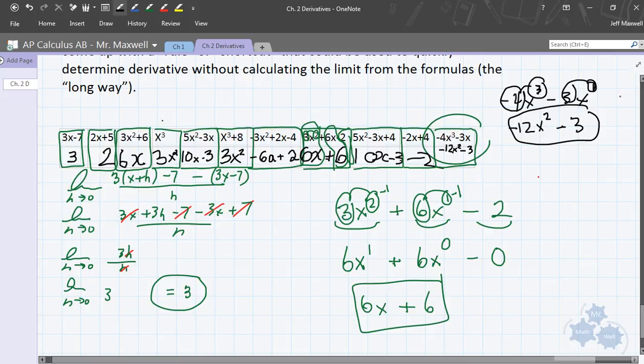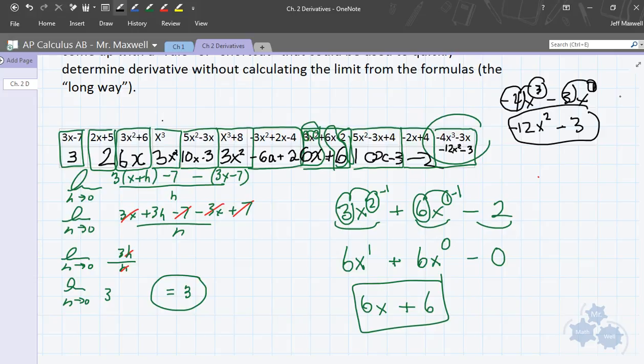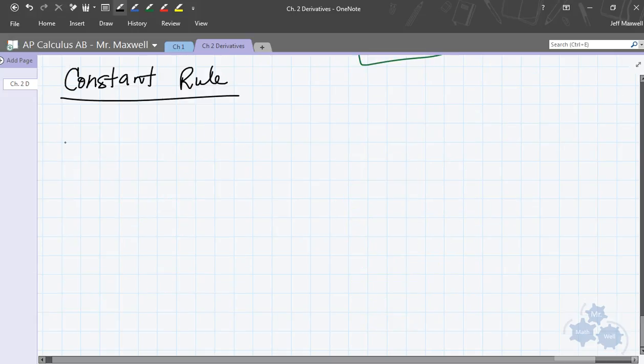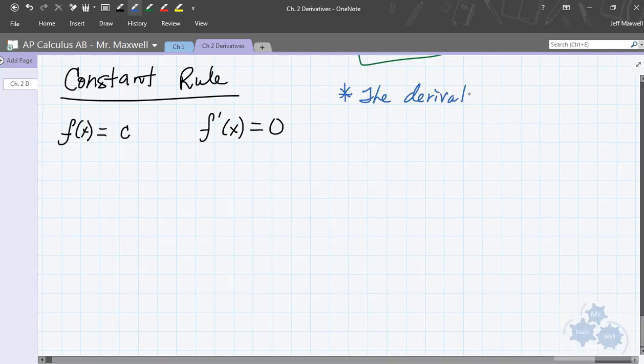Yes. Okay, so there are 3 specific rules I want to talk to you about today that you have uncovered on your own. Congratulations. Here they are. Now, let's say that f of x, a function, equals a constant. The derivative of this function will always equal 0. In other words, I'm just going to write down what I've been saying. The derivative of a constant term is 0.